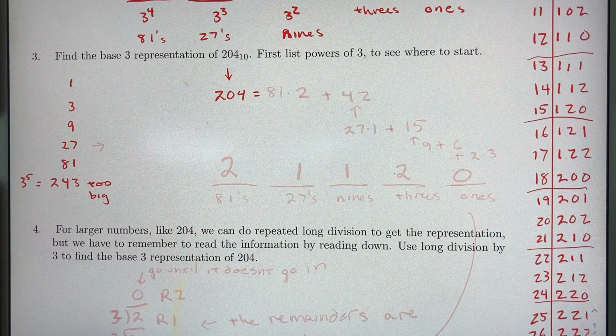204 is 81 times something. Yeah, subtract 81 once, subtract 81 twice, it goes in twice. And then what's the remainder? 42. So now we'll have to deal with the 42. 42 is bigger than 27. So 42 is 27 times 1 plus 15. So far, let's just think about this. We've got an 81's place, a 27's place, a 9's place, a 3's place, and a 1's place.